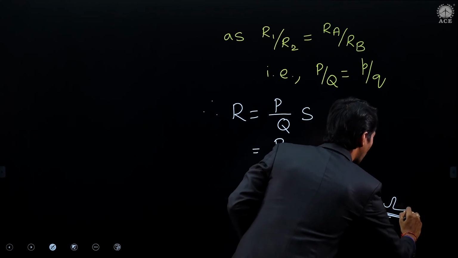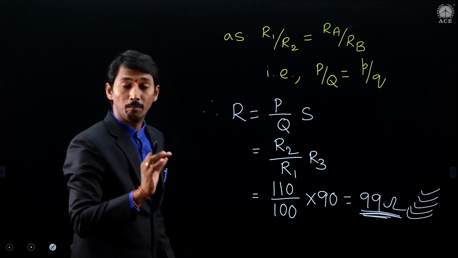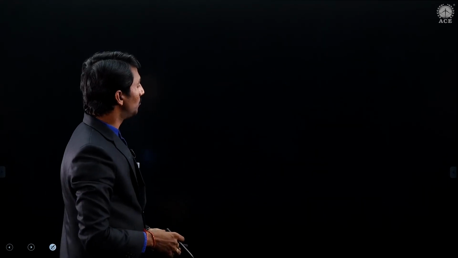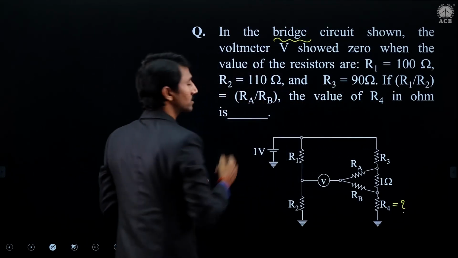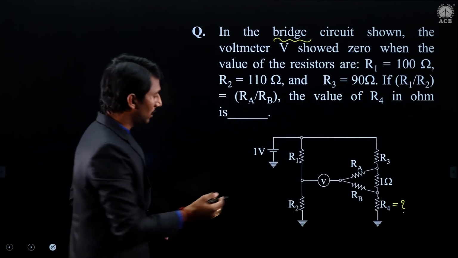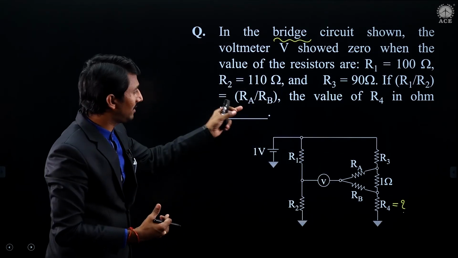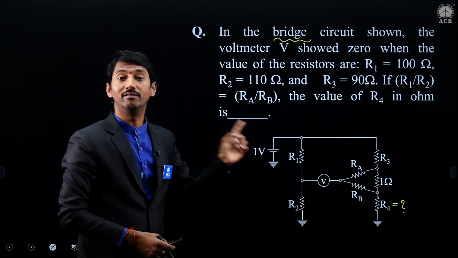Therefore, the required value is 99 ohms. But in this, I have explained elaborately, step by step. The moment you see the picture, two ratios are equal, meaning this ratio and this ratio are equal. So by this statement only, you need to understand that this is related to the Kelvin double bridge.